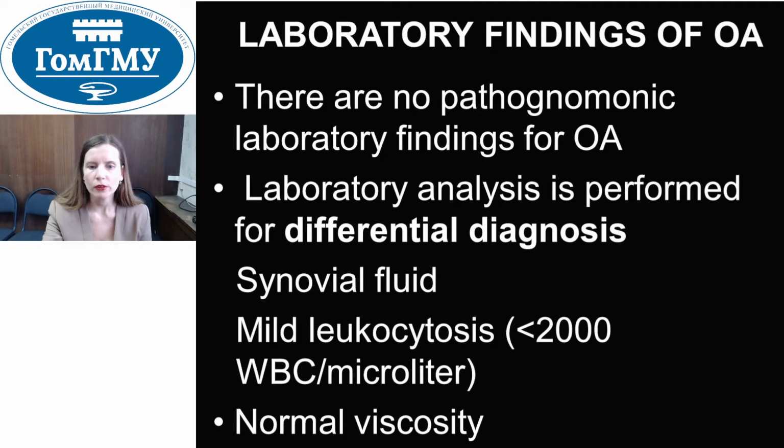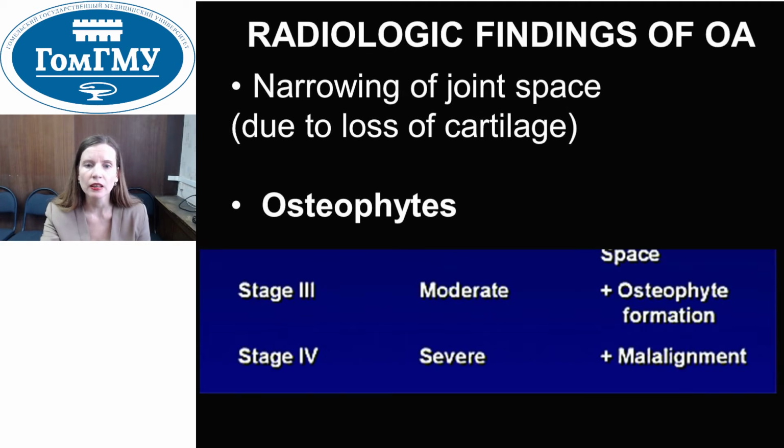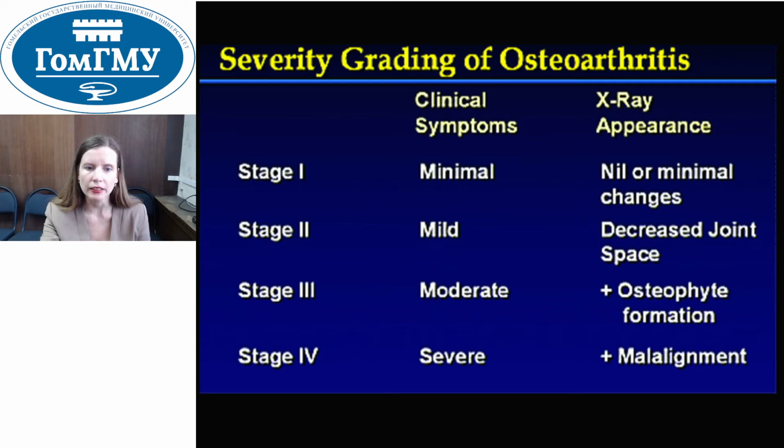Okay, and laboratory changes. Sometimes we can see mild leukocytosis in synovial fluid, but it's not pus, and without inflammatory changes in complete blood count usually. And radiological findings: narrowing of joint space, osteophytes, subchondral sclerosis, bone cyst, depends on stage.